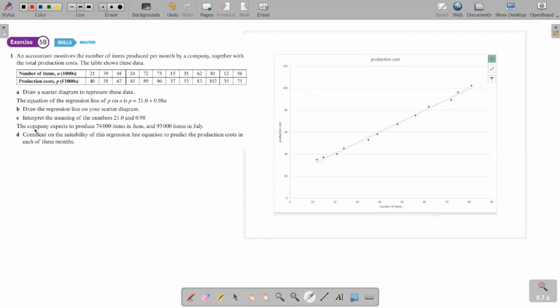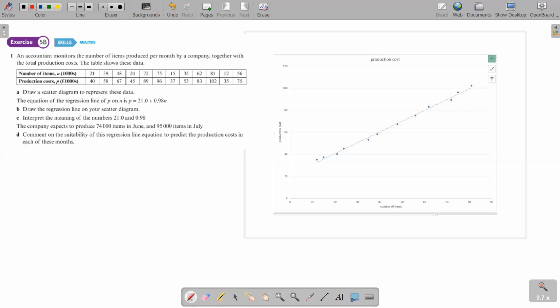So this is the important thing. Previously I taught you how to interpret the meaning of these numbers. Now you can see they are saying interpret the meaning of the numbers 21.0 and 0.98. I did give you an idea how to interpret the intercept and the gradient, right, guys? I gave you an idea how to interpret the gradient and how to interpret the intercept.